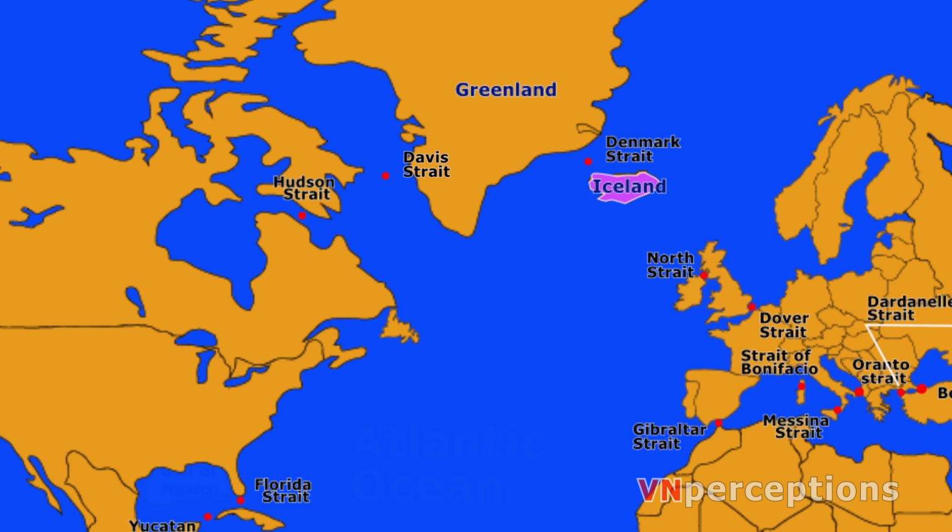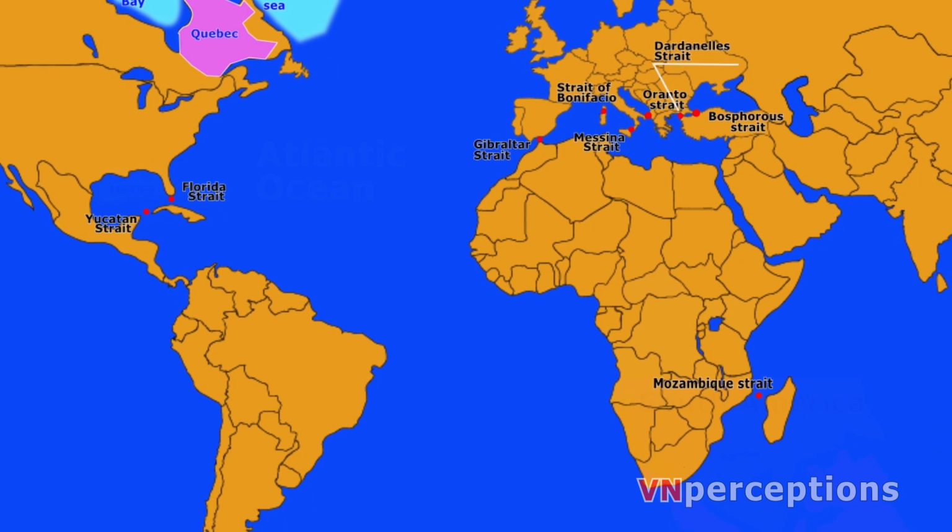Then it is Davis Strait. It is a northern arm of the Labrador Sea. It lies between mid-western Greenland and Nunavut, Canada's Baffin Island. It connects Baffin Bay to the Atlantic Ocean.